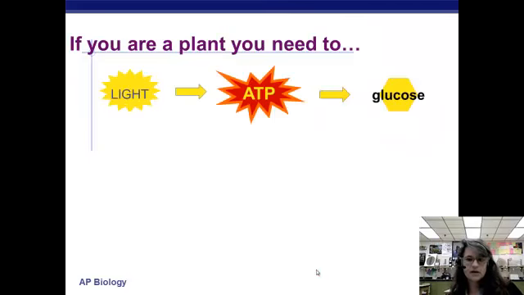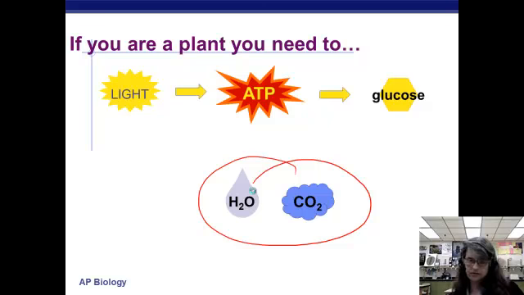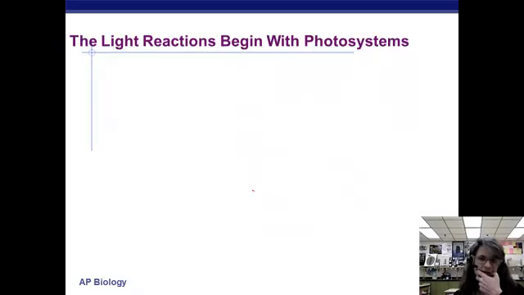We saw this slide previously in our introduction. We're going from light essentially to ATP and NADPH, and then finally to glucose. And we need these raw materials here in order to do that. Okay.